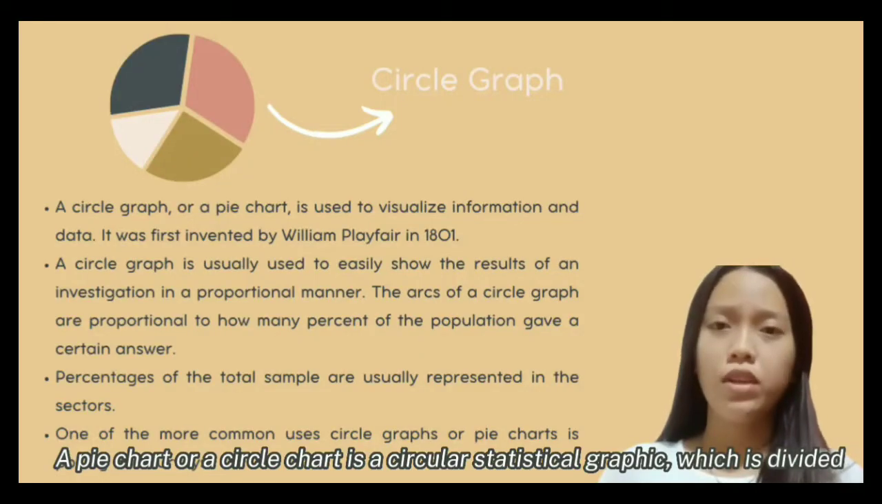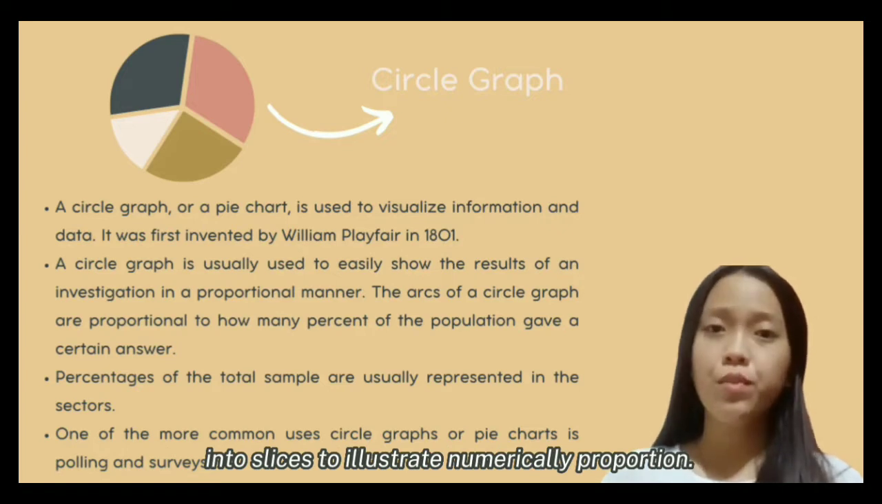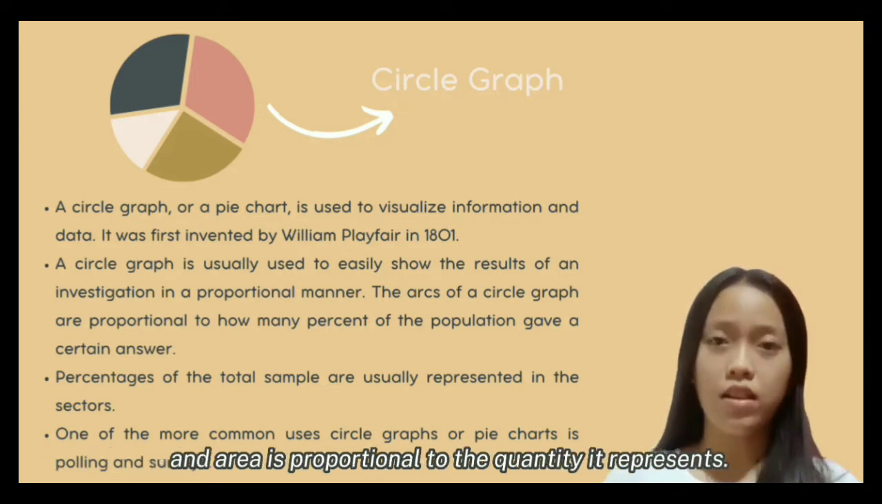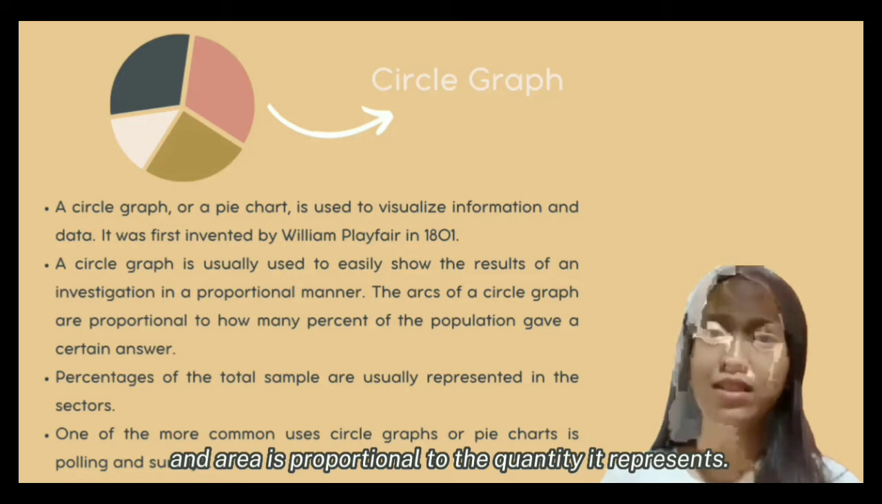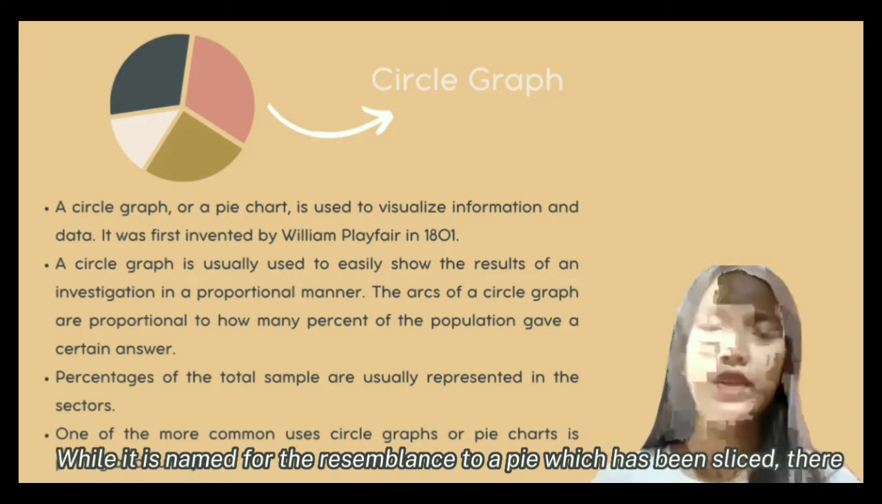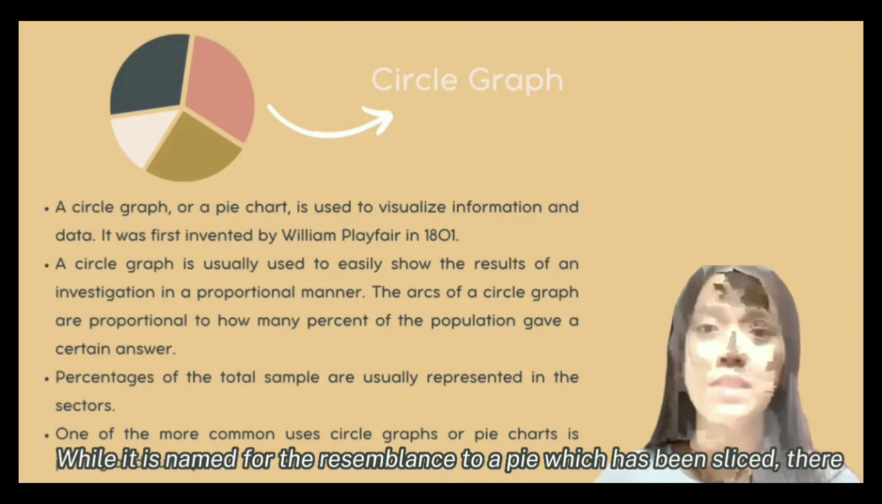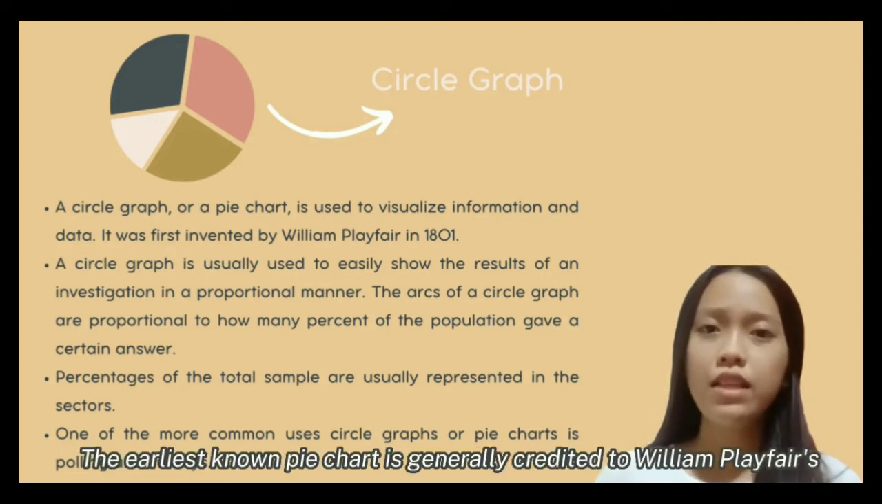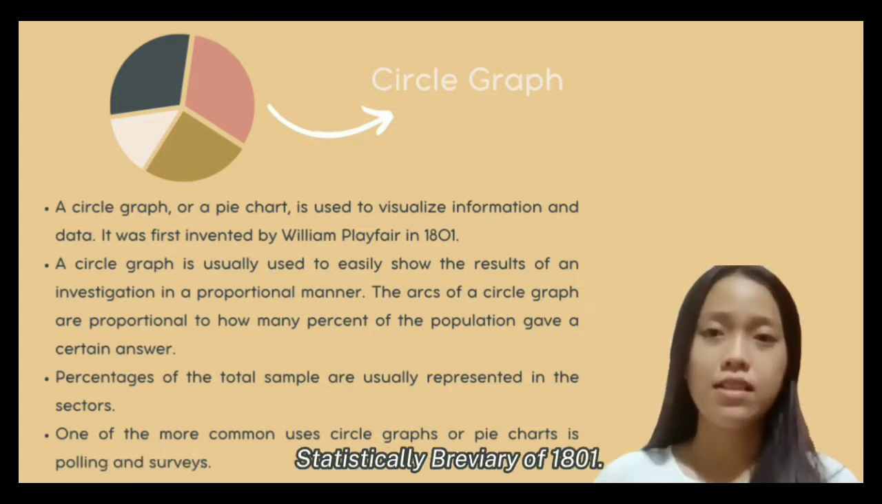A pie chart or a circle chart is a circular statistical graphic which is divided into slices to illustrate numerical proportion. In a pie chart, the arc length of each slice, and consequently its central angle and area, is proportional to the quantity it represents, while it is named for the resemblance to a pie which has been sliced. There are variations in the way it can be presented. The earliest known pie chart is generally credited to William Playfair's Statistical Breviary of 1801.